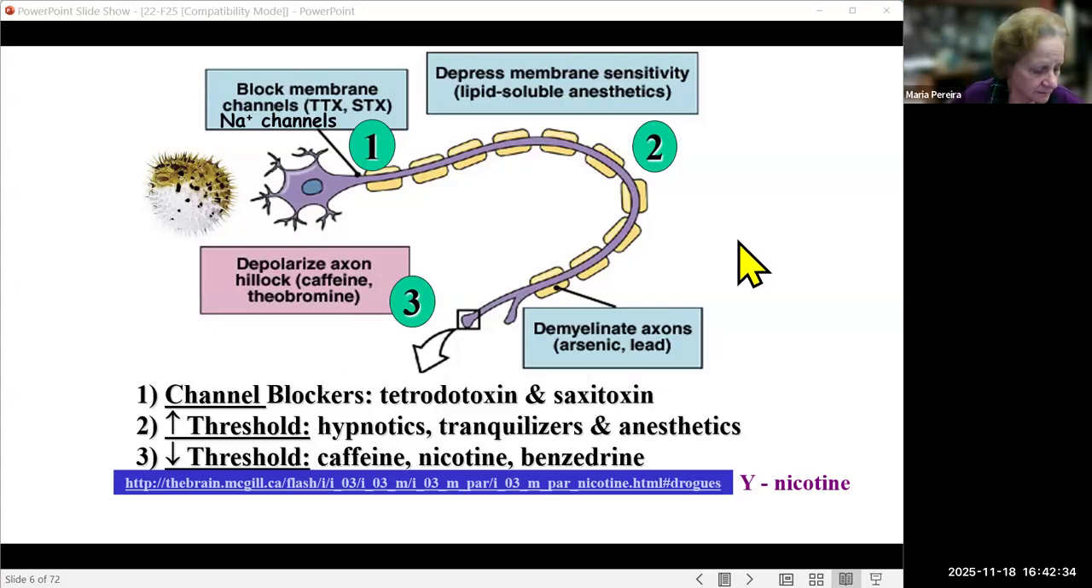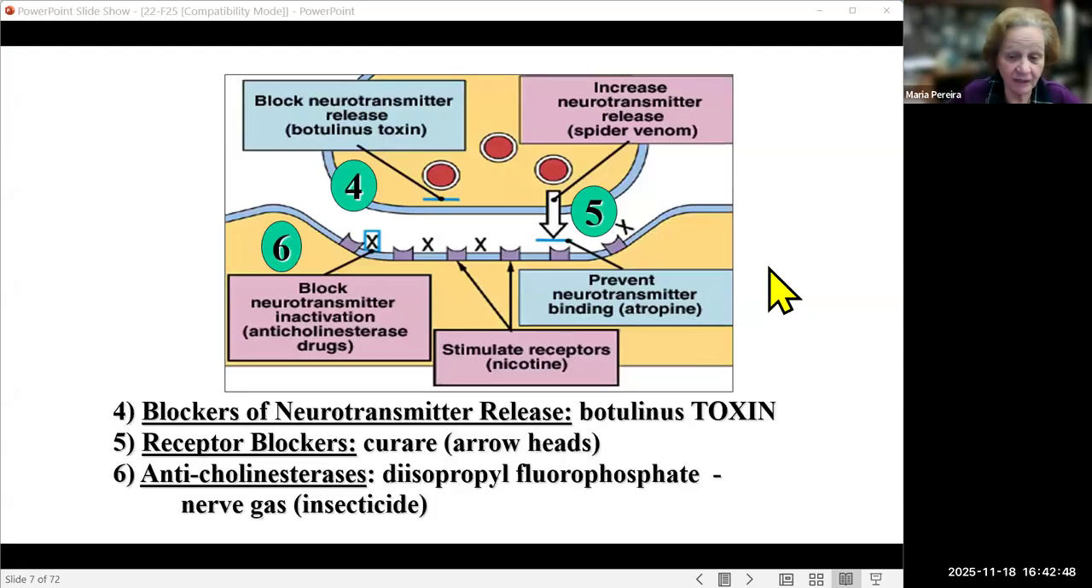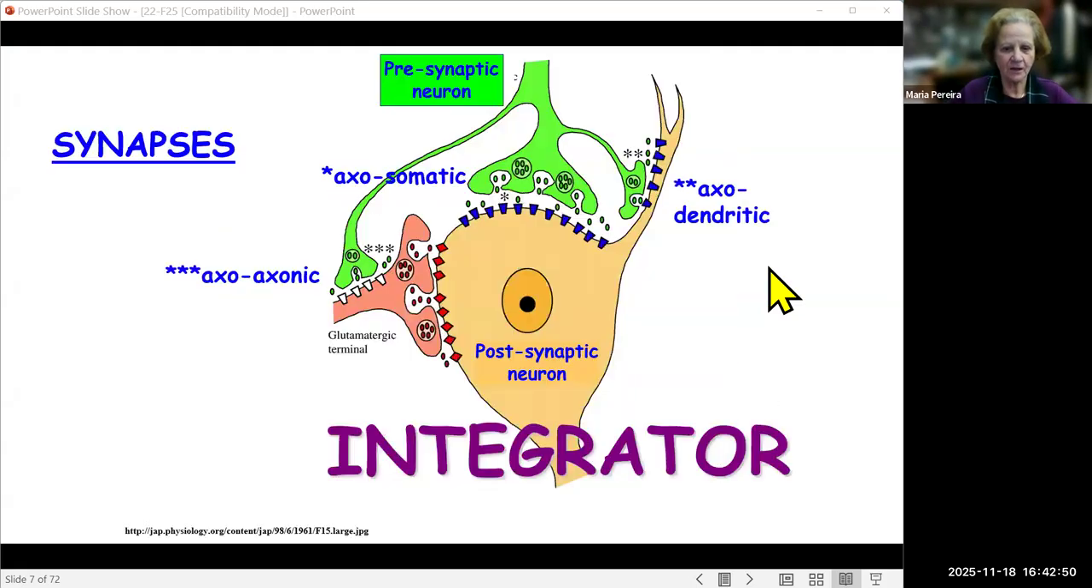So all this knowledge is very important, and it takes a lot of effort to come up with these results and this knowledge. So I hope that you give them enough recognition. Okay, so we finished the neurotransmitter chapter. Now let's focus on the postsynaptic neuron.